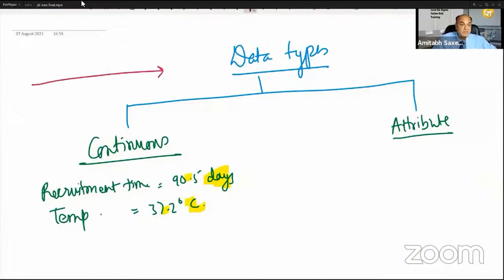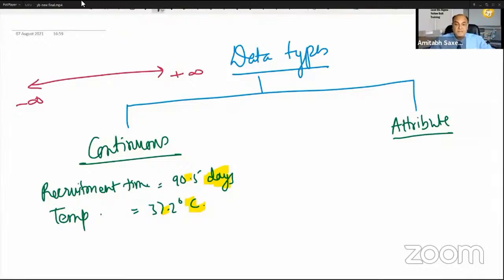That means these numbers can be expressed on a number line. A number line takes the values between minus infinity to plus infinity. Any number, 90.5369, is also possible on that continuous data. That is why it is known as a continuous scale.